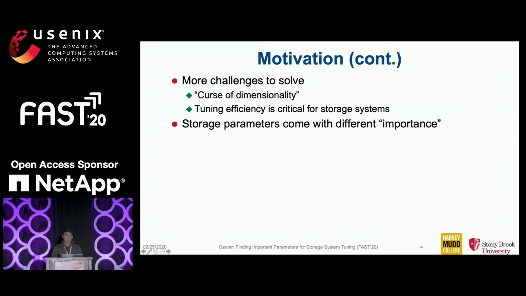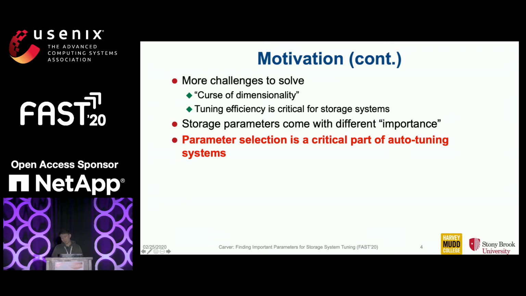Motivated by these facts and challenges, this work is a continuation of our previous efforts on auto-tuning storage systems. Our previous study has observed that certain storage parameters have greater impact on system performance than the others. So if we can eliminate less important parameters and order parameters by their importance, the number of configurations that need to be considered either by humans or algorithms can be reduced significantly.